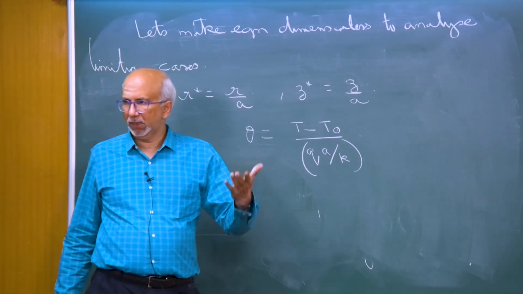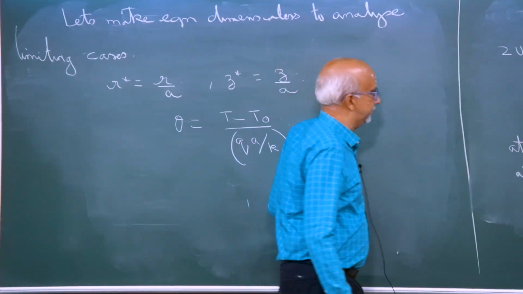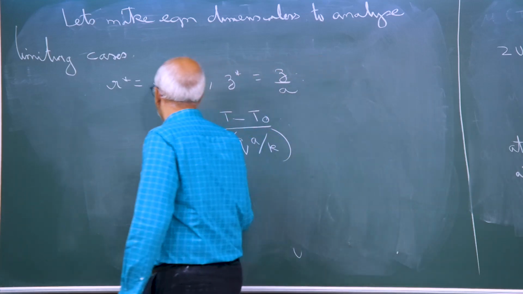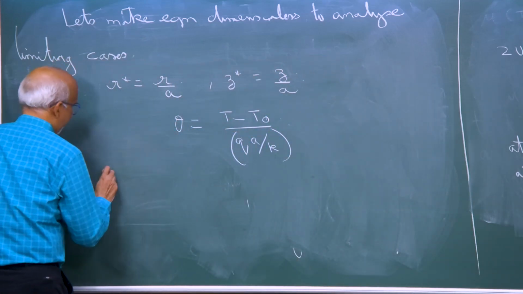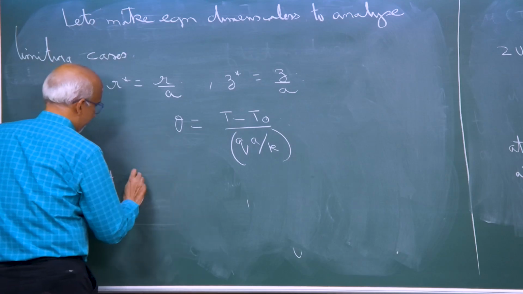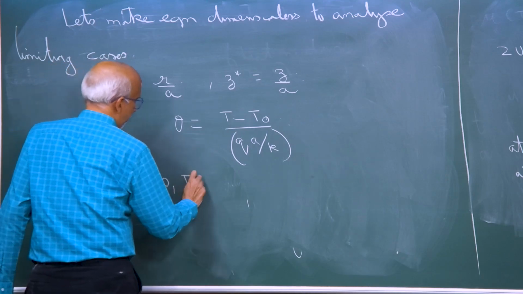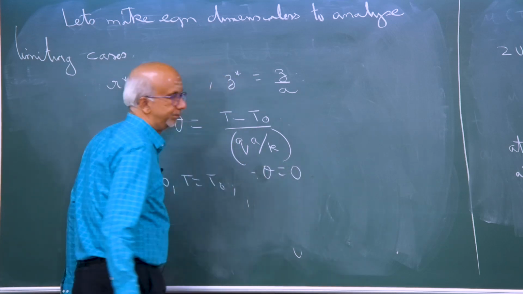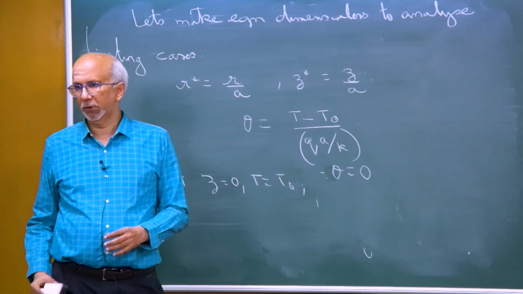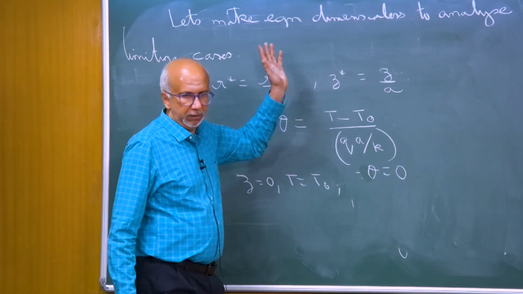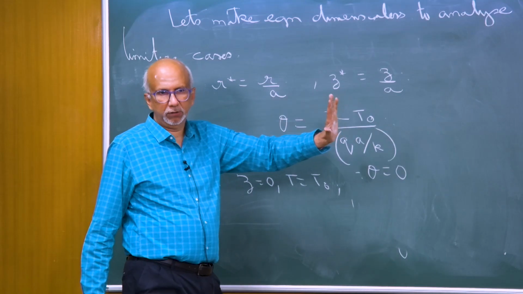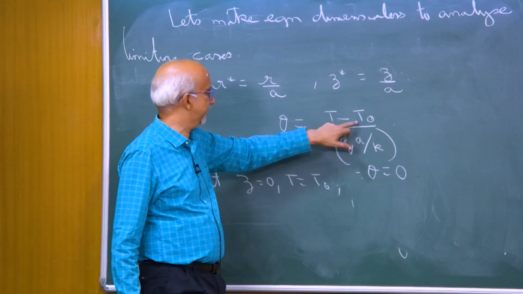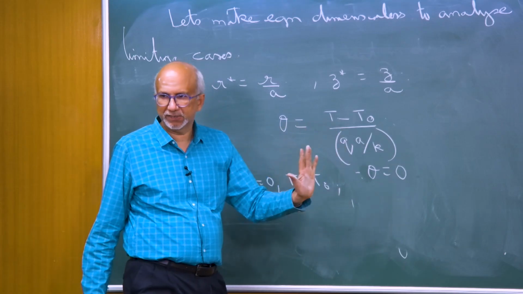If I use this as my temperature scale, what will be my boundary conditions? At z equal to 0, T was T naught. This implies theta equals 0. My fluid was coming in at a temperature T naught, but now theta is defined this way. So if T is T naught, theta must be 0. That is my inlet condition at z equal to 0.